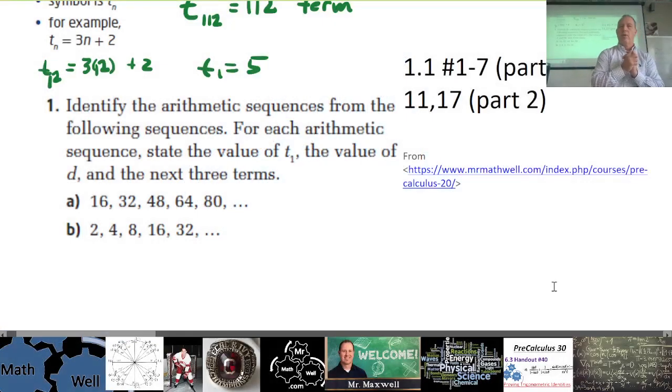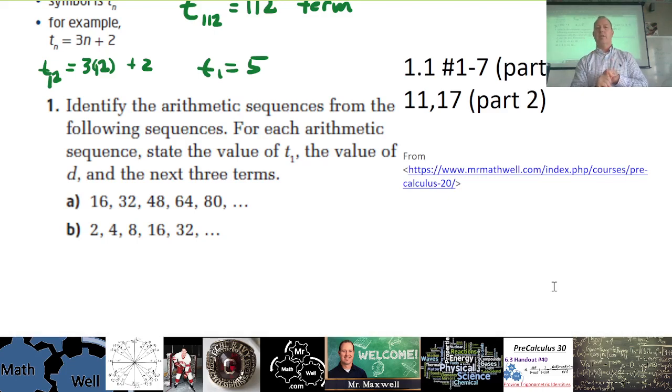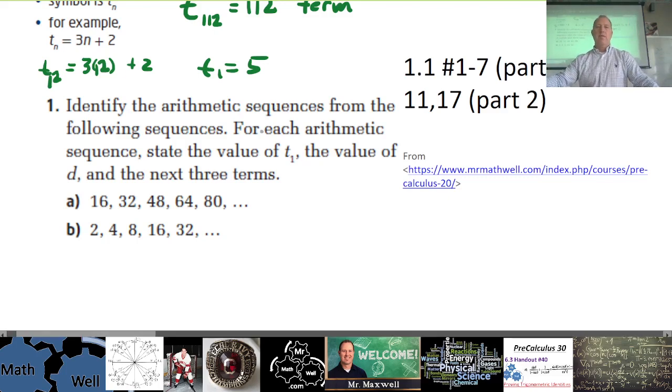All right, so section 1.1, Pre-Cal 20, this is question number 1. We're talking about arithmetic sequences, and this question says, identify the arithmetic sequence from the following sequences. For each arithmetic sequence, state the value of T1, of D, and then the next 3 terms. So we first have to identify if it's arithmetic.